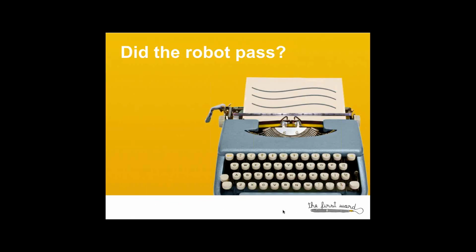So, question is, did the robot pass? So we all read that and thought, Mrs. Hanley is not going to be happy with that. There's no real empathy. It doesn't really show that it's listened to her. But if we take those questions, then we have to say, yes, the robot did pass that test, because we were asking the wrong questions.